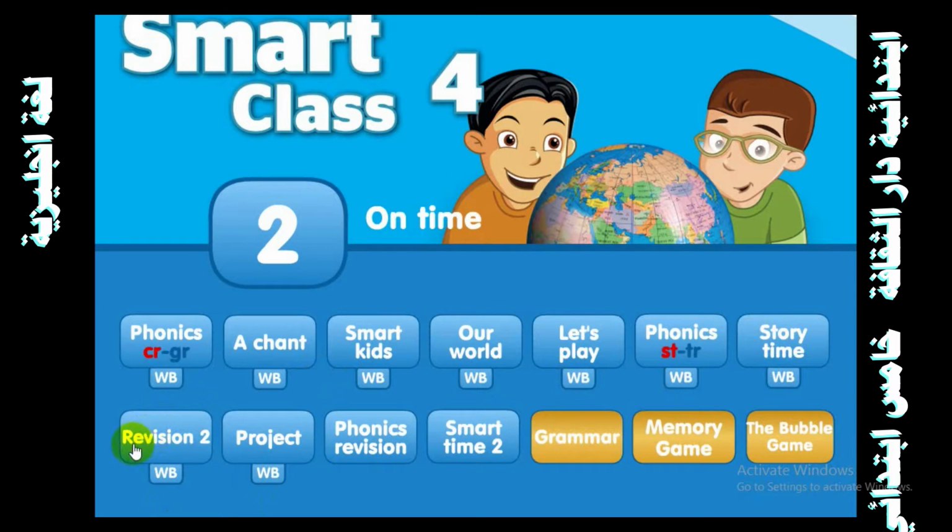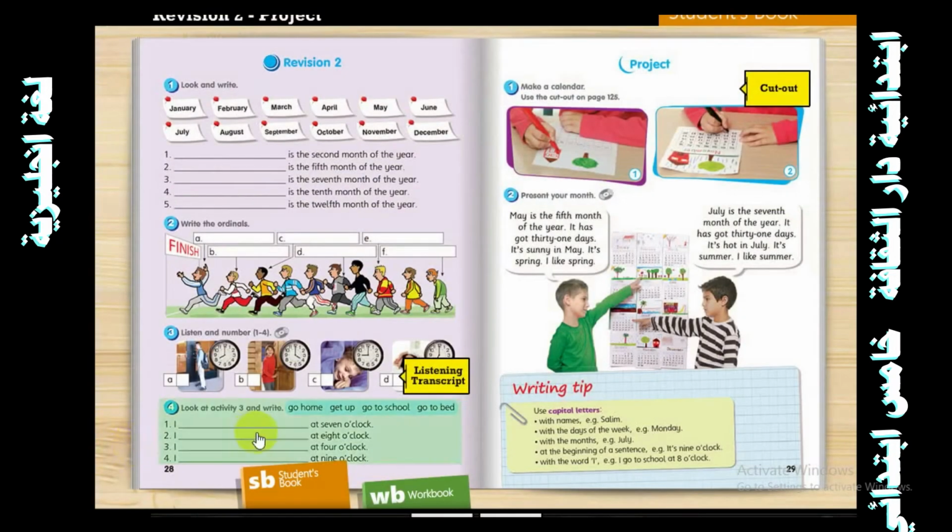I ask you now to go to the student book page 28. All of you open page 28. And as you know, look at the page now. We are on page 28. How many activities? 1, 2, 3, 4.